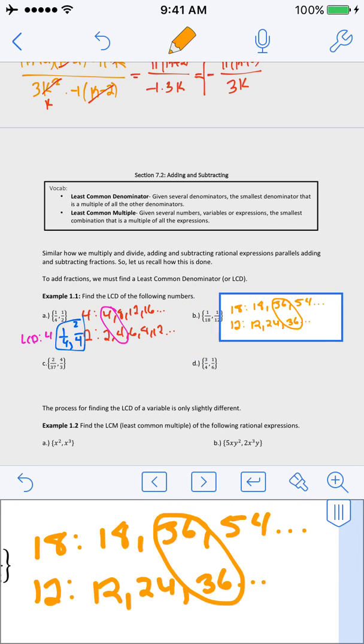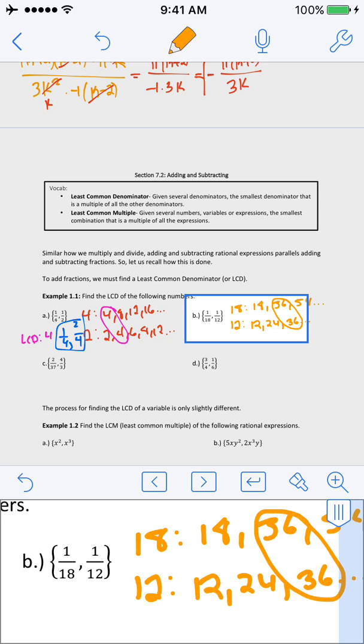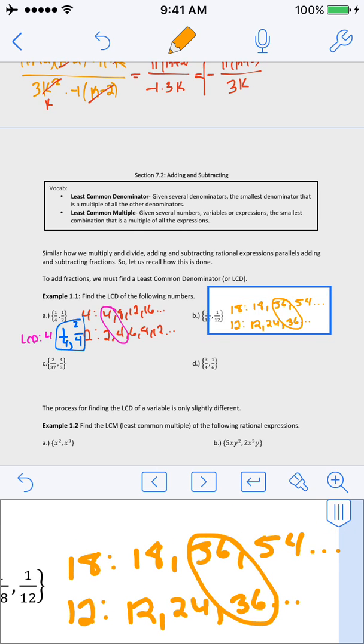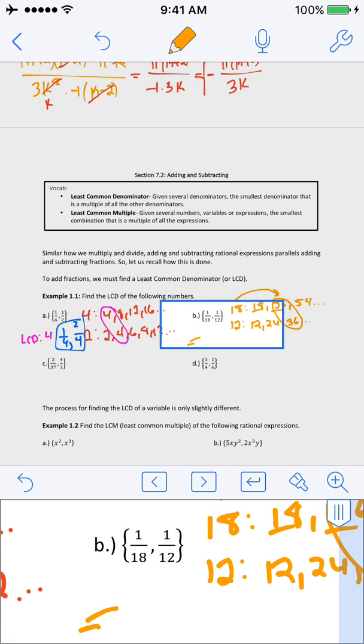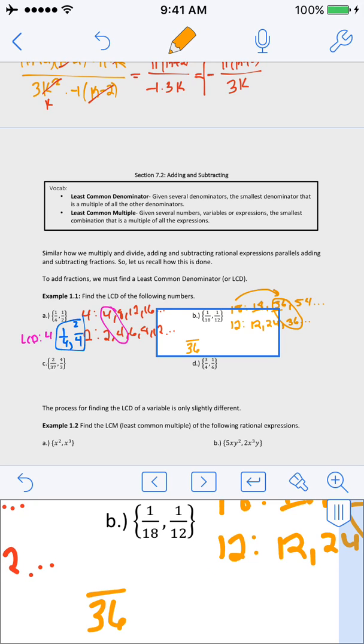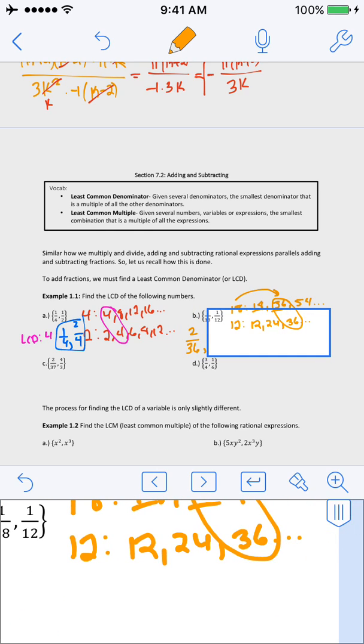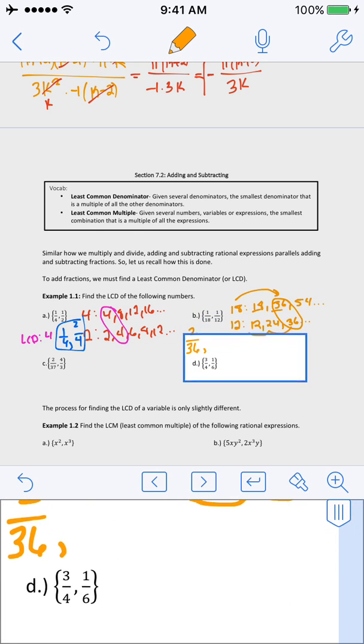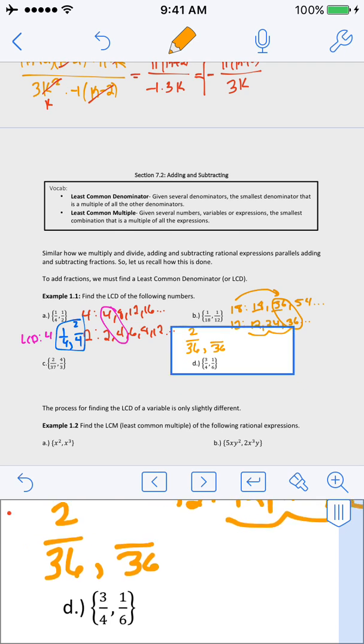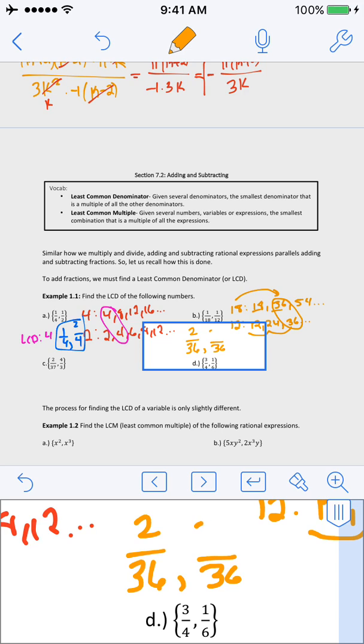So unfortunately for this one, if I wanted to change these to be similar, it looks like I have to actually change both of them. So this first one, 18 to get it to 36, that was times 2. So this first one would be over 36. I had to multiply the bottom by 2, so now I have to multiply the top by 2. Same thing over here. I had to multiply this 3 times, so this one's also over 36. Since I multiplied by 3, I have to multiply the top. I get 3. And then if I added those, clearly I would get 5 over 36.